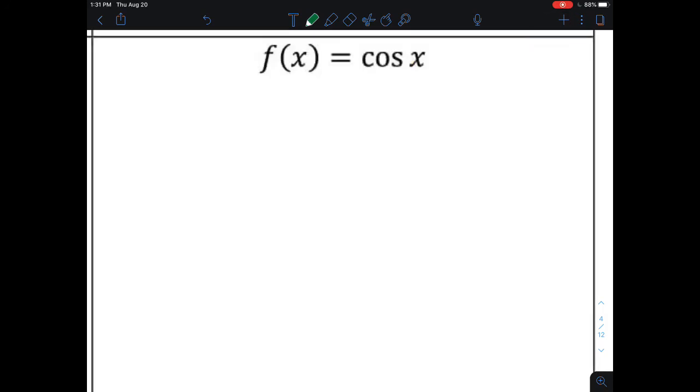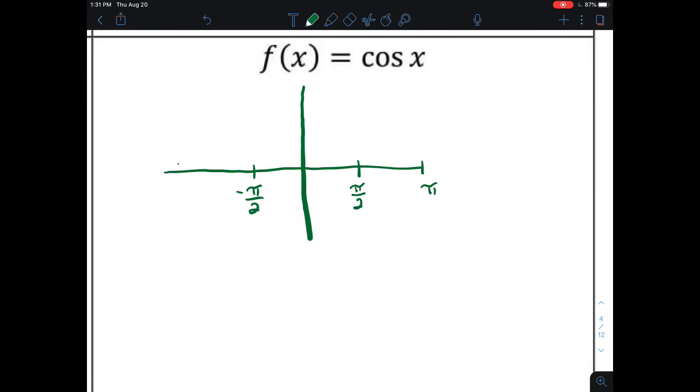And last but not least, the function f of x is equal to cosine of x. And without using any trig identities here, to do this, we would have to look at a graph of cosine. And if I go from 0 to pi, and we'll also go backwards to negative pi, we'll have to use some unit circle knowledge.